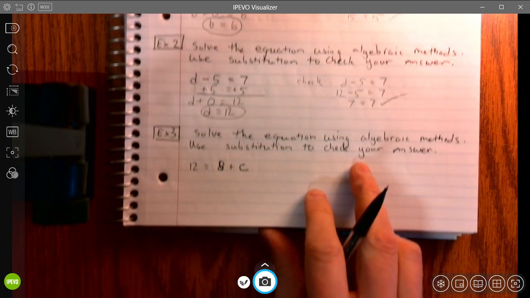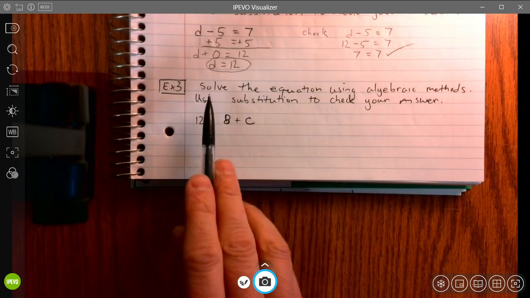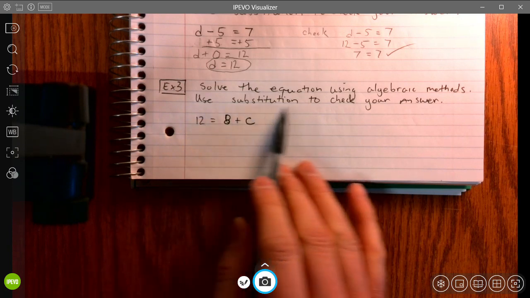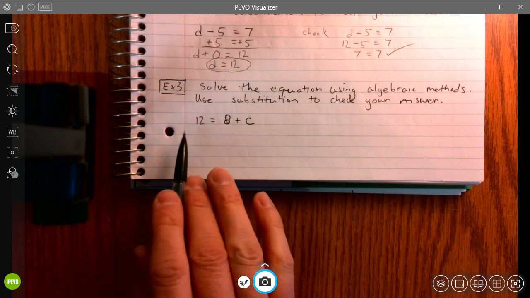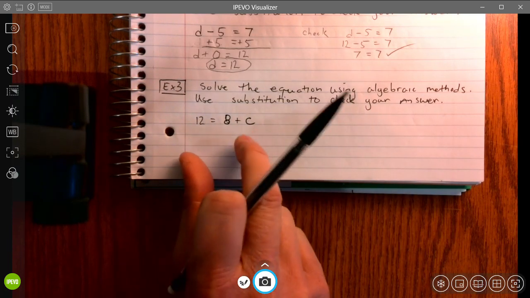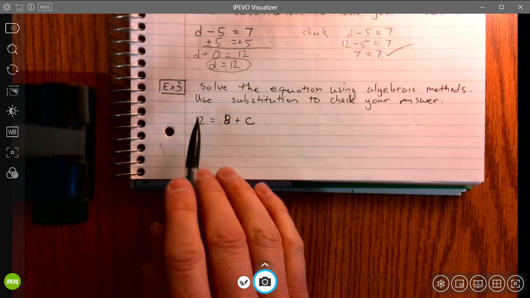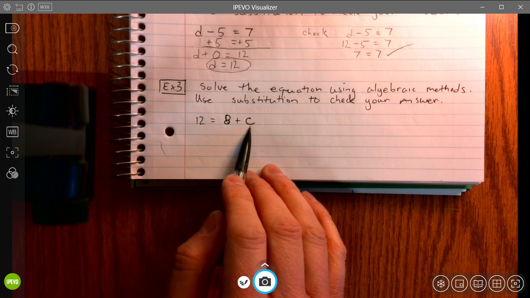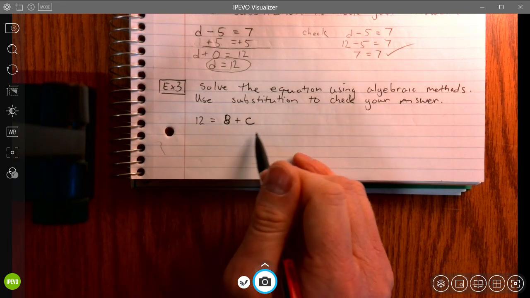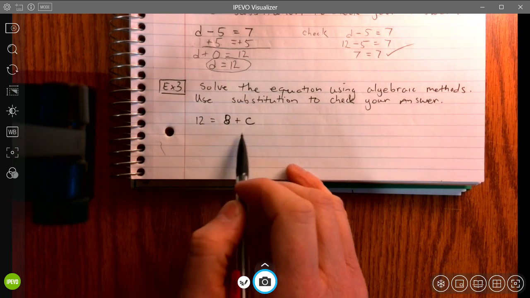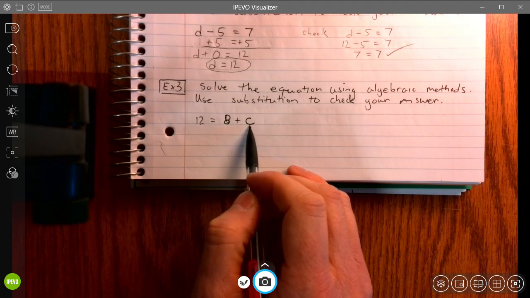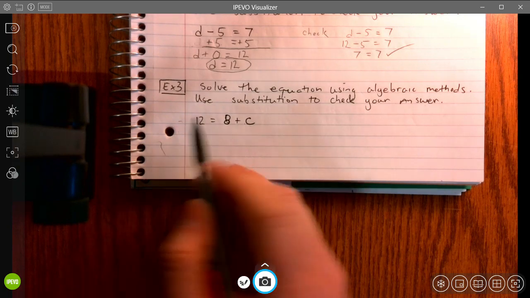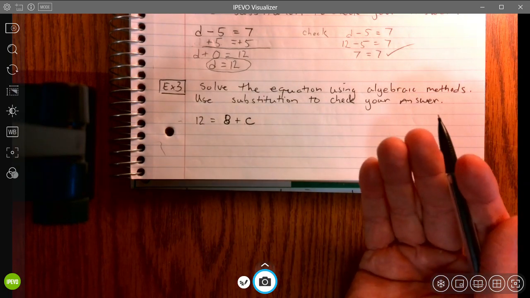Okay. Let's do one last one here. Solve the equation using algebraic methods. Use substitution to check your answer. All right, this one is just like the first two, only it's flipped. So I have 12 equals 8 plus c. All right, again, I want to get c alone, okay? And it doesn't matter if c is alone on the right side of the equal sign or the left side of the equal sign. As long as c is alone, I don't care, okay?